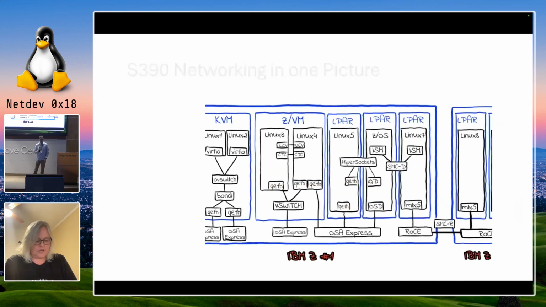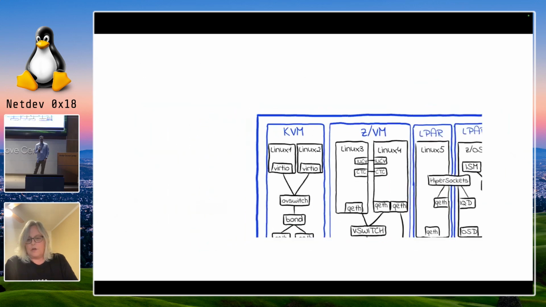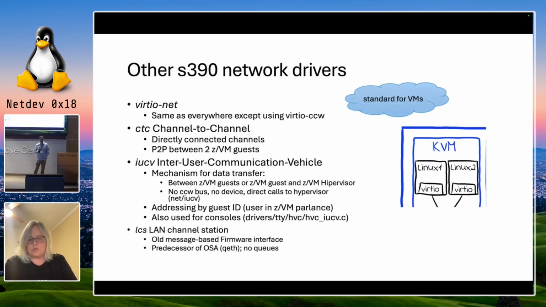So in this picture, not everything is QETH. Let me tell you about the other things briefly. We have KVM, as Niklas mentioned. That looks just like any other KVM, with one small difference. When we ported KVM and QEMU to the s390 architecture, they implemented VirtIO CCW as a bus layer. So in our KVM guests, we use VirtIO CCW instead of VirtIO PCI as a bus layer.